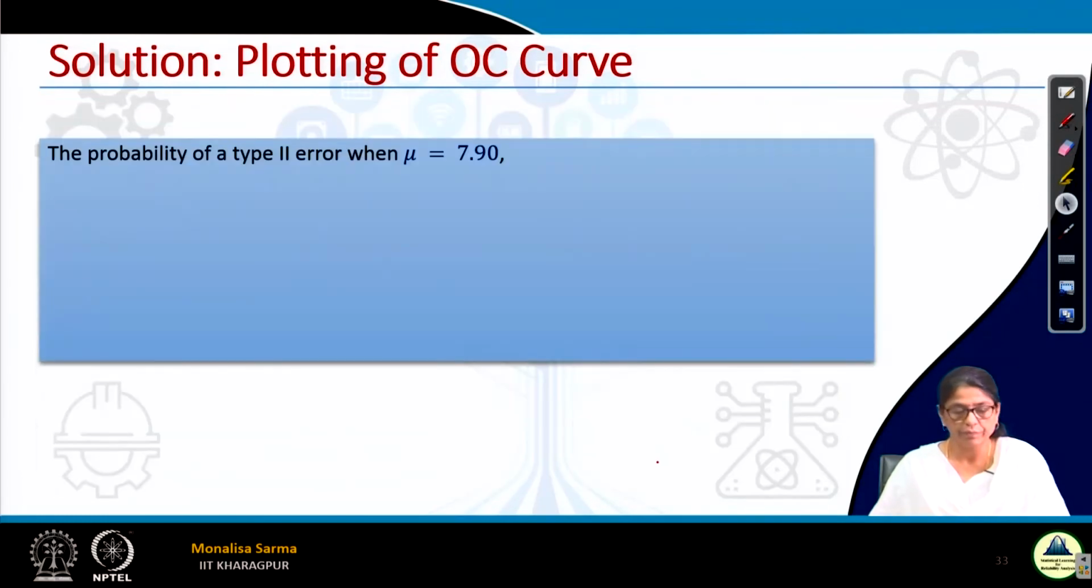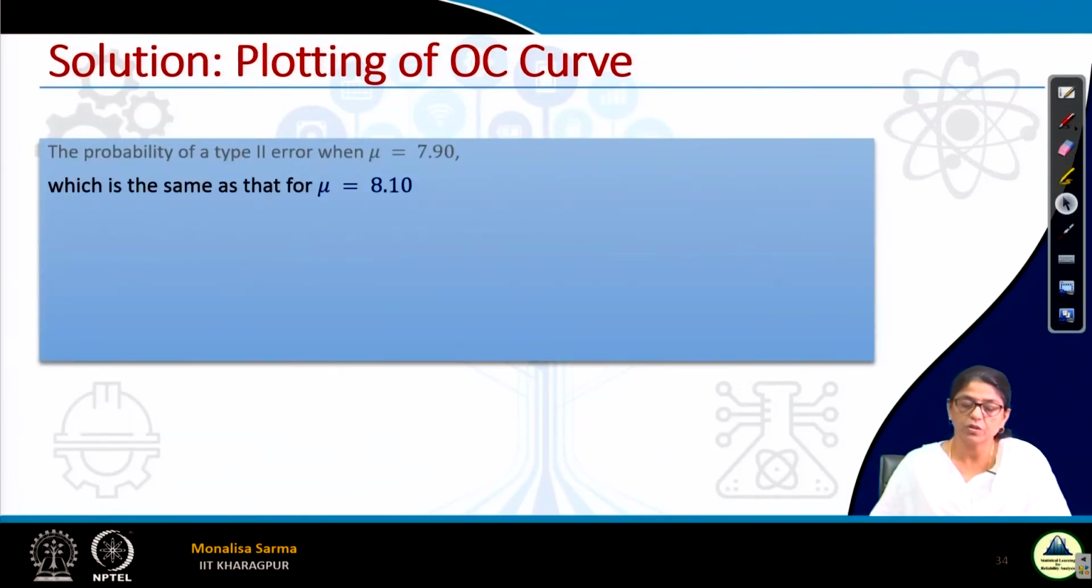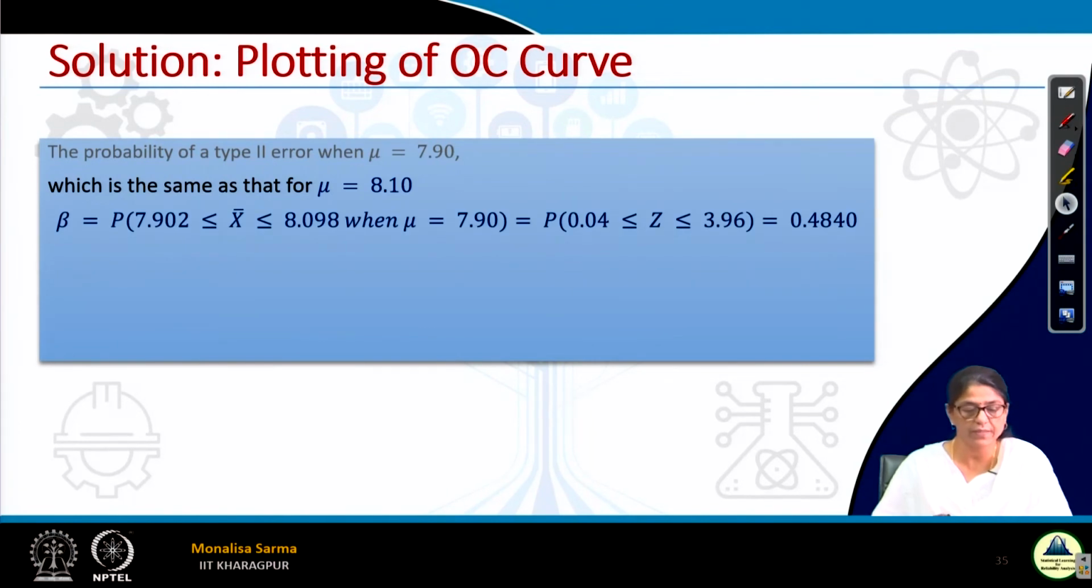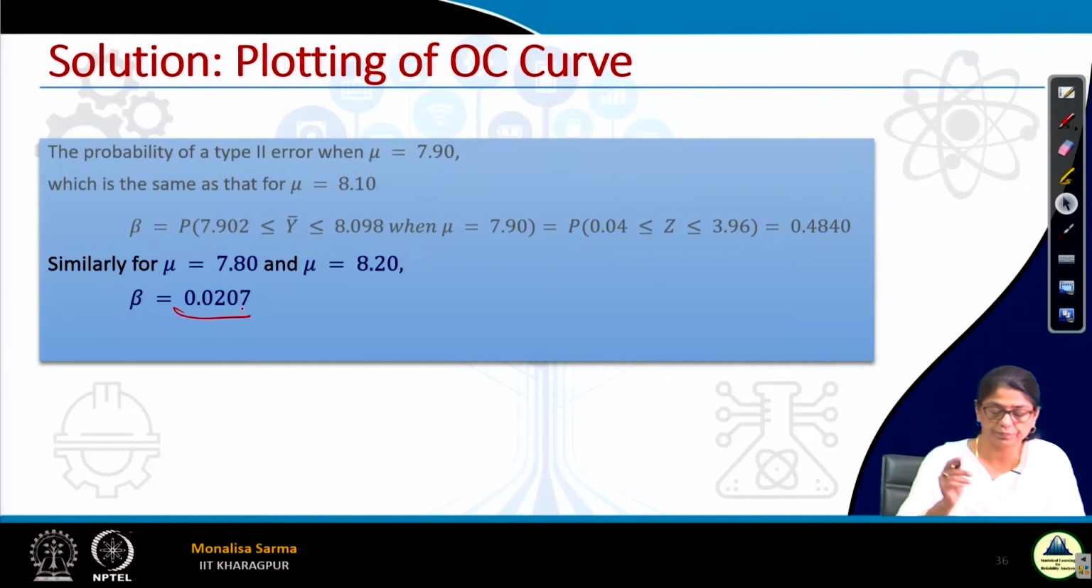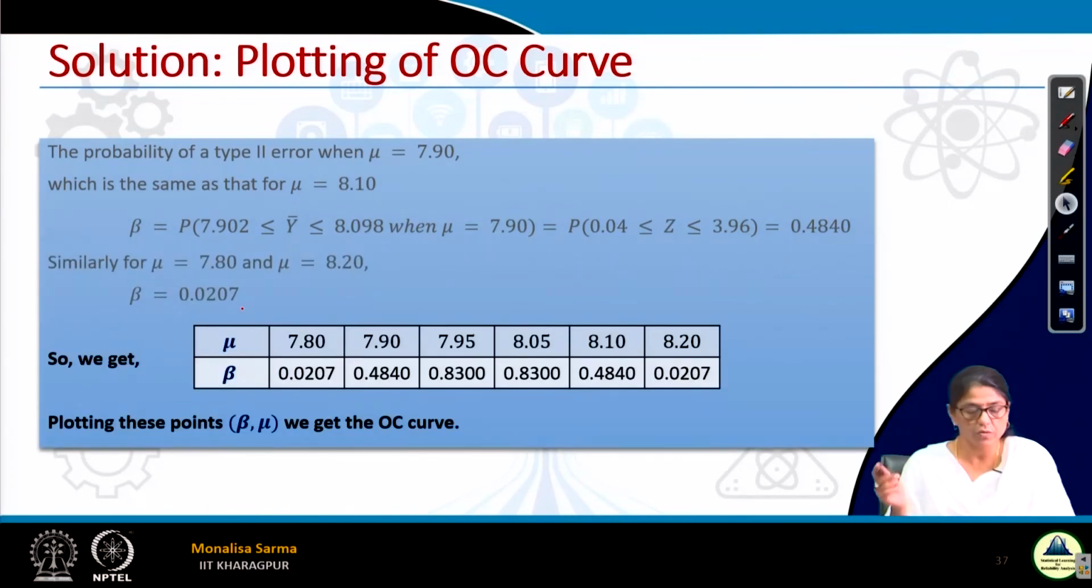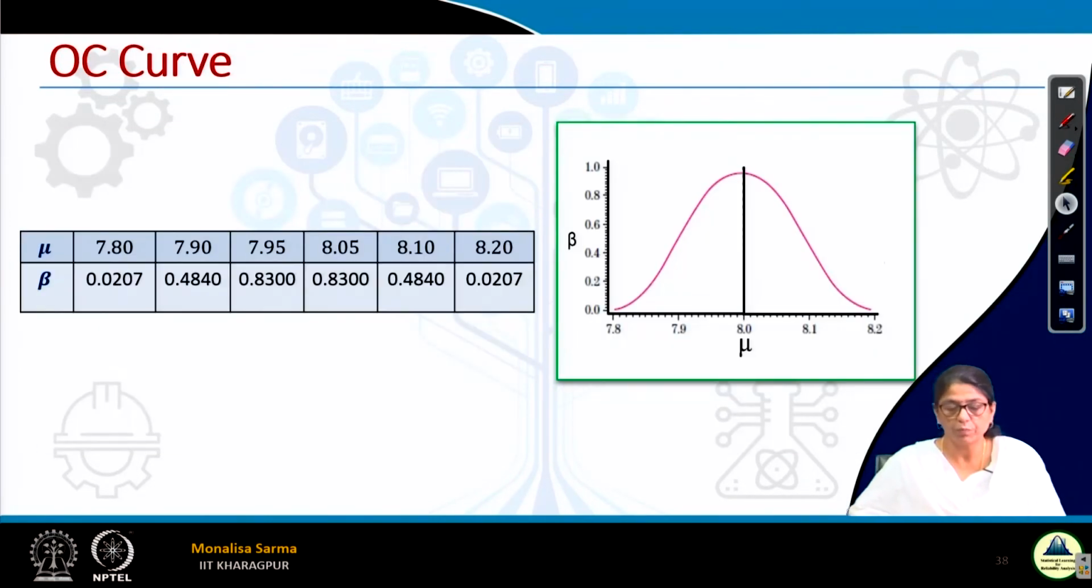Okay. So now we will consider mu equal to 7.10 and 8.110. If we calculate, we will get this value 0.4840. Similarly, if we calculate for 7.80 and 8.20, we will get this beta value. Okay, so for these representative values of mu, these are the values of beta we got. Now we can plot these values. If we plot these values, this curve is called the operating characteristic curve.